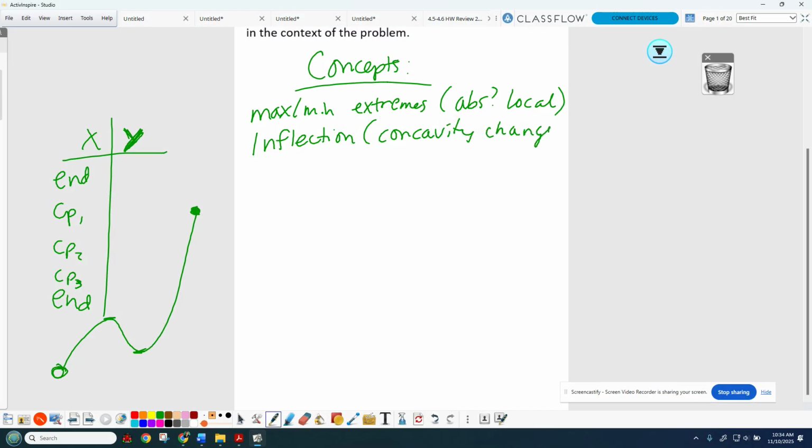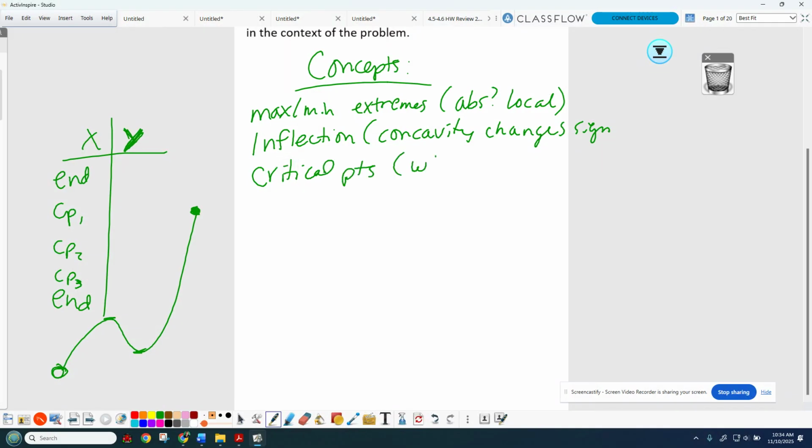Points of inflection happen when concavity changes sign. It's the shortcut, basically. So the second derivative is 0 or undefined. Critical points happen when, Sophia? When the first derivative changes sign.